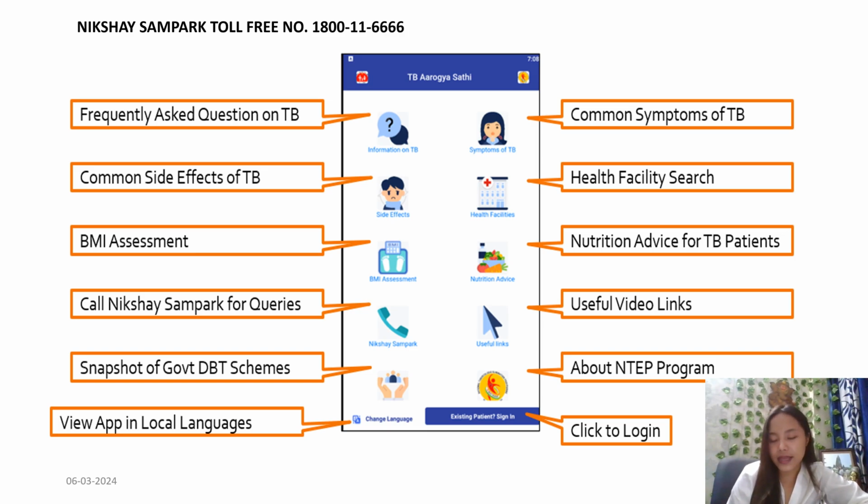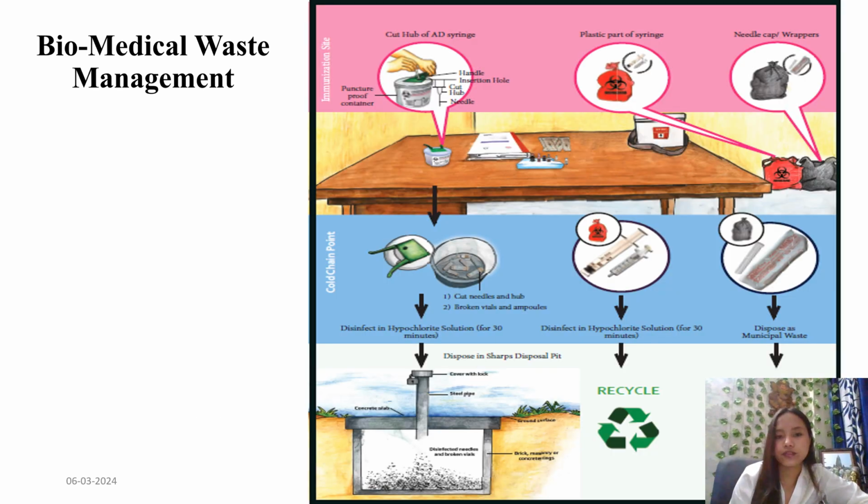So this app can be used as one of the IEC material at the session site. This TB Arogya Sathi app was an initiative launched by Central TB Division, Government of India, and it provides the citizens with access to frequently asked questions on TB, the signs and symptoms of TB, and the side effects of the TB drugs, as well as a section for tracking the drug adherence for the patients.